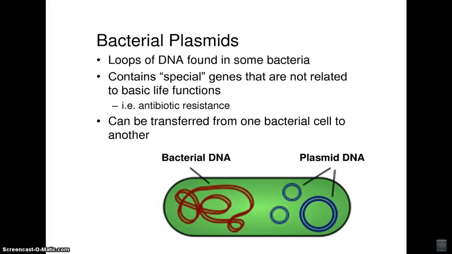So again, bacterial plasmids, loops of DNA found in some bacteria. They contain special genes that are not related to basic life functions. They don't need them, but they can certainly help. One example is antibiotic resistance, so ampicillin, MRSA you may have heard of. They can be transferred from one bacterial cell to another. So here's the bacterial DNA in red that has all the life controlling genes, but they may have one or several plasmid DNAs that have different genes on them as well.